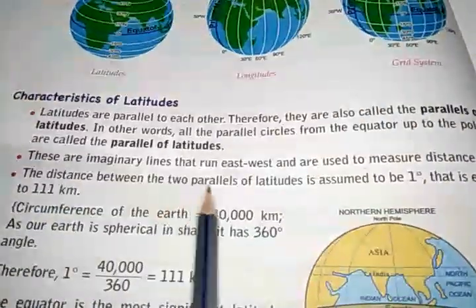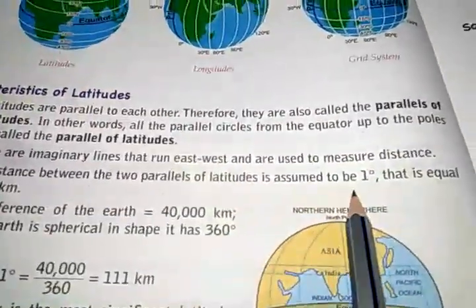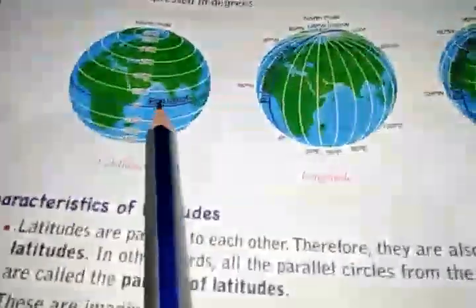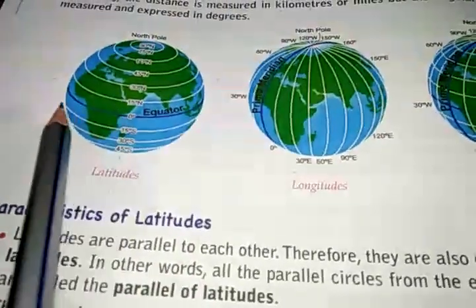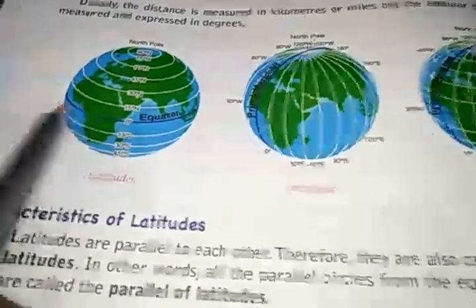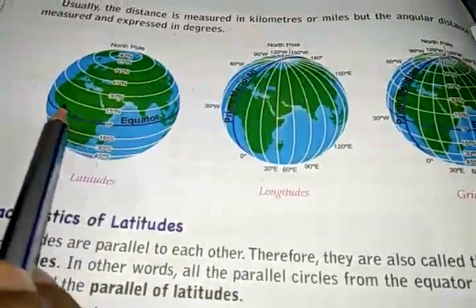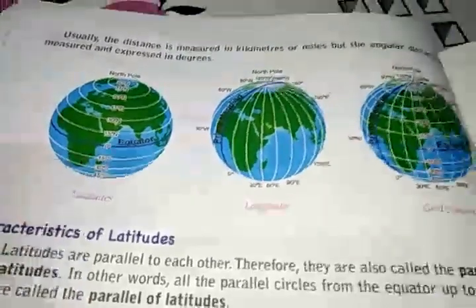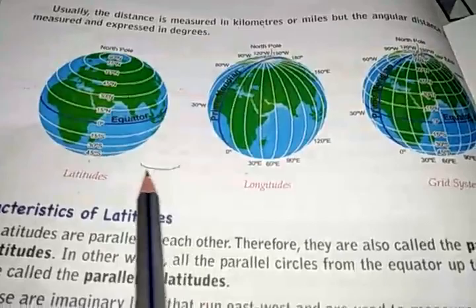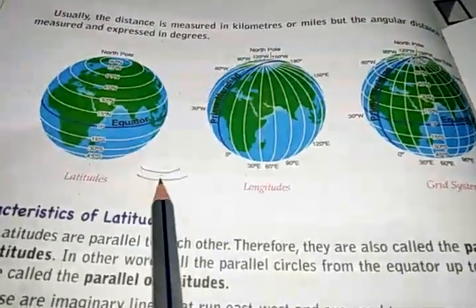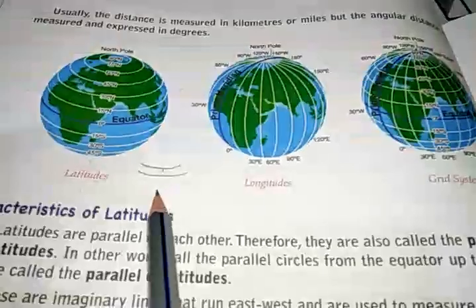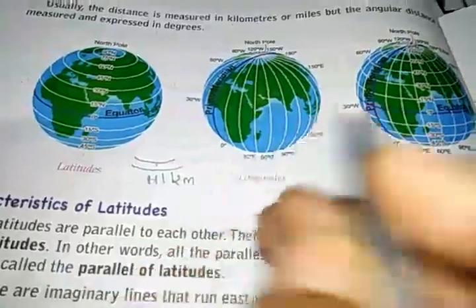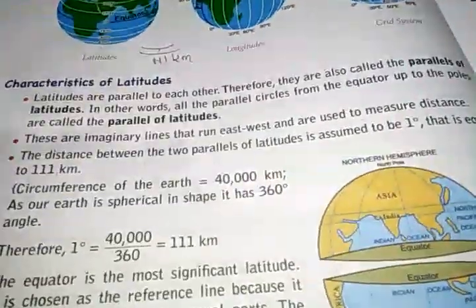Then the distance between two parallels of latitude, 1 degree, is assumed to be equal to 111 kilometer. Suppose this is the 0 degree equator. So 1 degree will be north of this, somewhere over here. What will be the distance between the equator and 1 degree? 111 kilometer. Suppose this is one line and this is another line. What is the distance between these two? 111 kilometer. This is the distance.